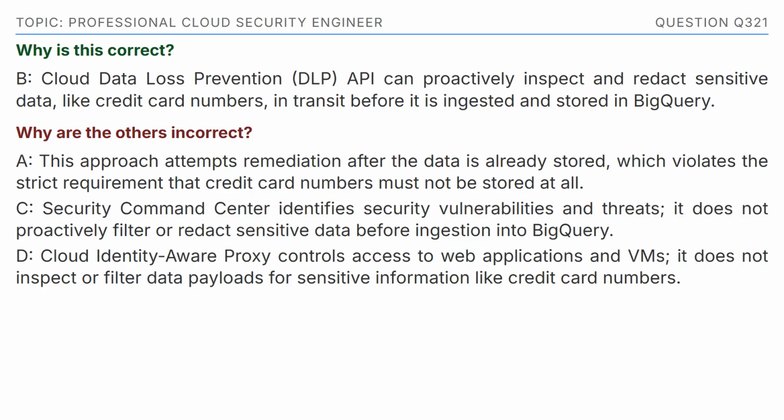Why are the others incorrect? A. This approach attempts remediation after the data is already stored, which violates the strict requirement that credit card numbers must not be stored at all. C. Security Command Center identifies security vulnerabilities and threats. It does not proactively filter or redact sensitive data before ingestion into BigQuery. D. Cloud Identity Aware Proxy controls access to web applications and VMs. It does not inspect or filter data payloads for sensitive information like credit card numbers.